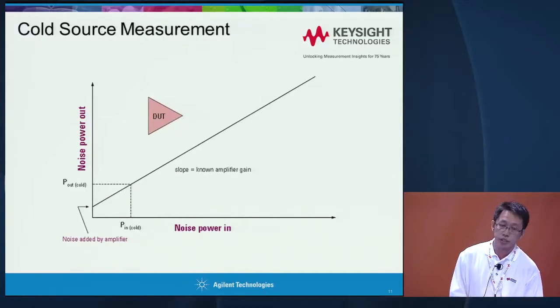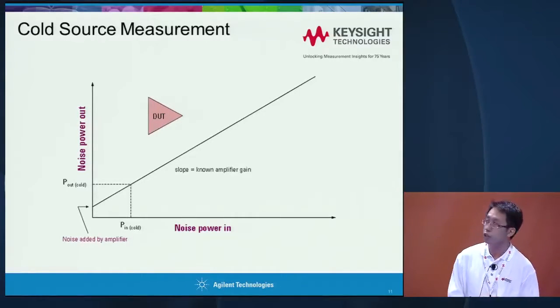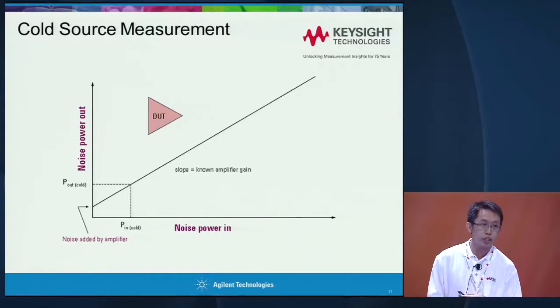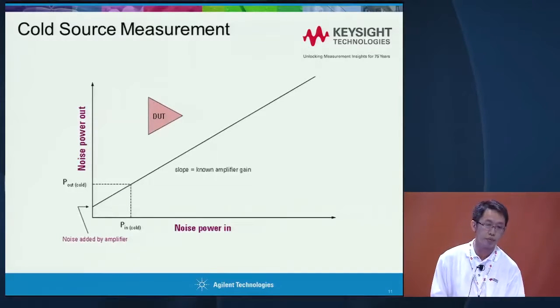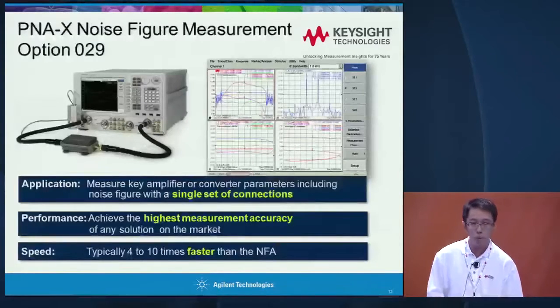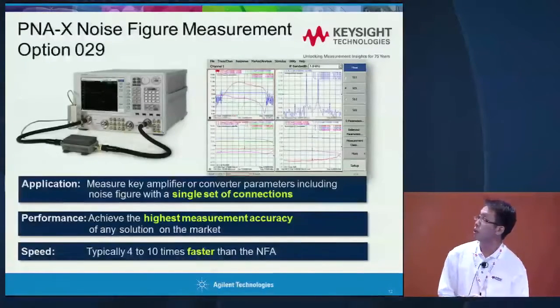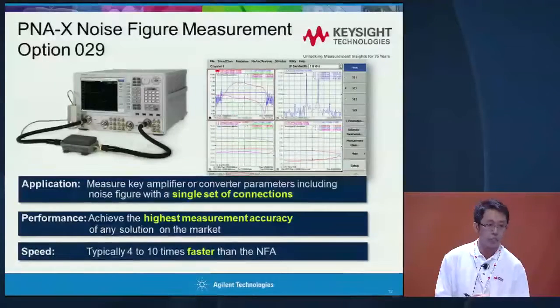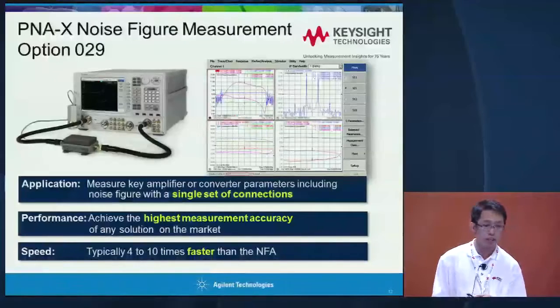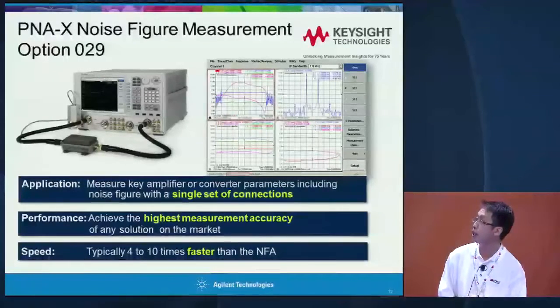A vector network analyzer uses the cold source measurement method. For cold source measurement, we do not need to measure the ratio of two noise power levels. We only need to measure the noise power level when nothing is connected to the DUT. Because the VNA is able to measure the gain accurately, we are able to derive the noise added by the amplifier from here. We can perform accurate cold source noise figure measurements using the Agilent PNA-X with option 029. With this, we are able to achieve the highest measurement accuracy of all solutions in the market.